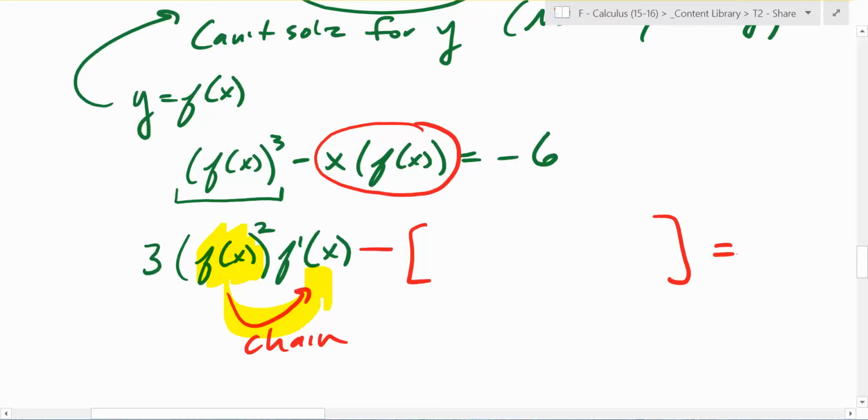So let's do this now. What's the derivative of x in terms of x? That's the nice one. 1.